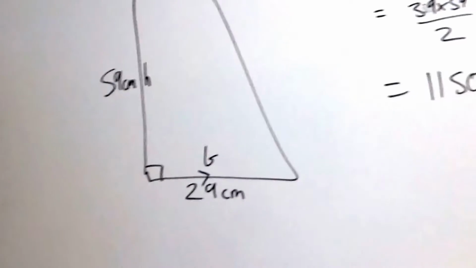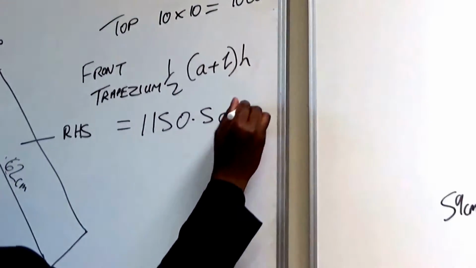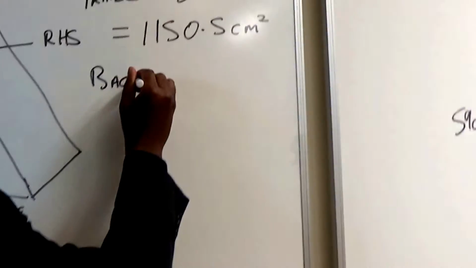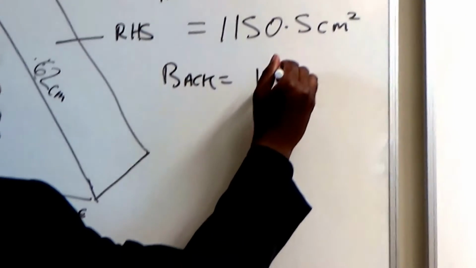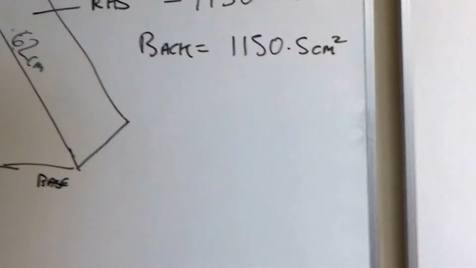The front trapezium is that. Is there any other face that will be the same as the front, looking at this box? The back one. Beautiful. The back will be the same. We don't need to work that out again. So we can see the back is also 1150.5.